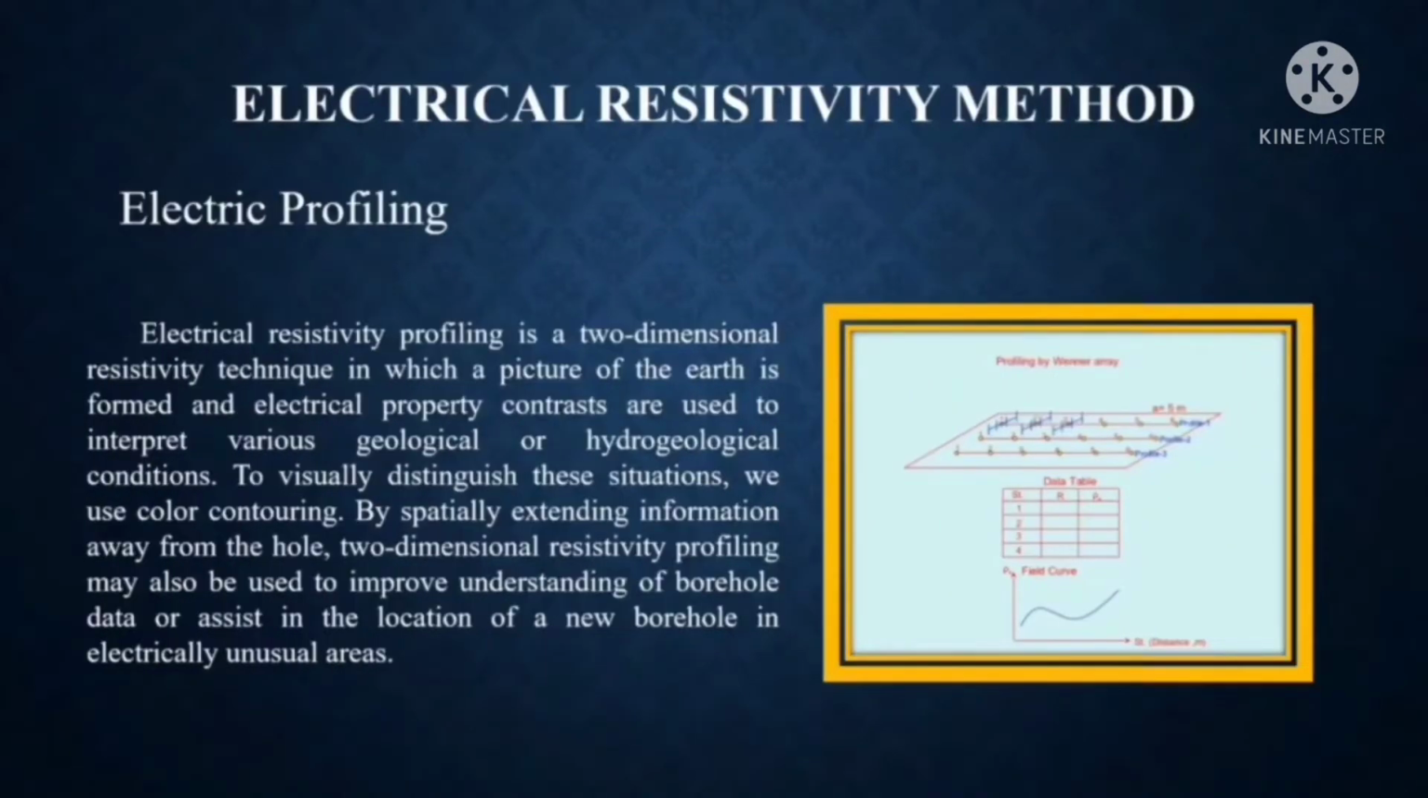Electrical profiling. Electrical resistivity profiling is a two-dimensional resistivity technique in which a picture of the Earth is formed and electrical properties are used to interpret various geological or hydrological conditions. To visually distinguish this, we use color contouring. By spatially extending information away from a borehole, two-dimensional resistivity profiling may also be used to improve understanding of borehole data or assist in locating a new borehole in electrically unusual areas.